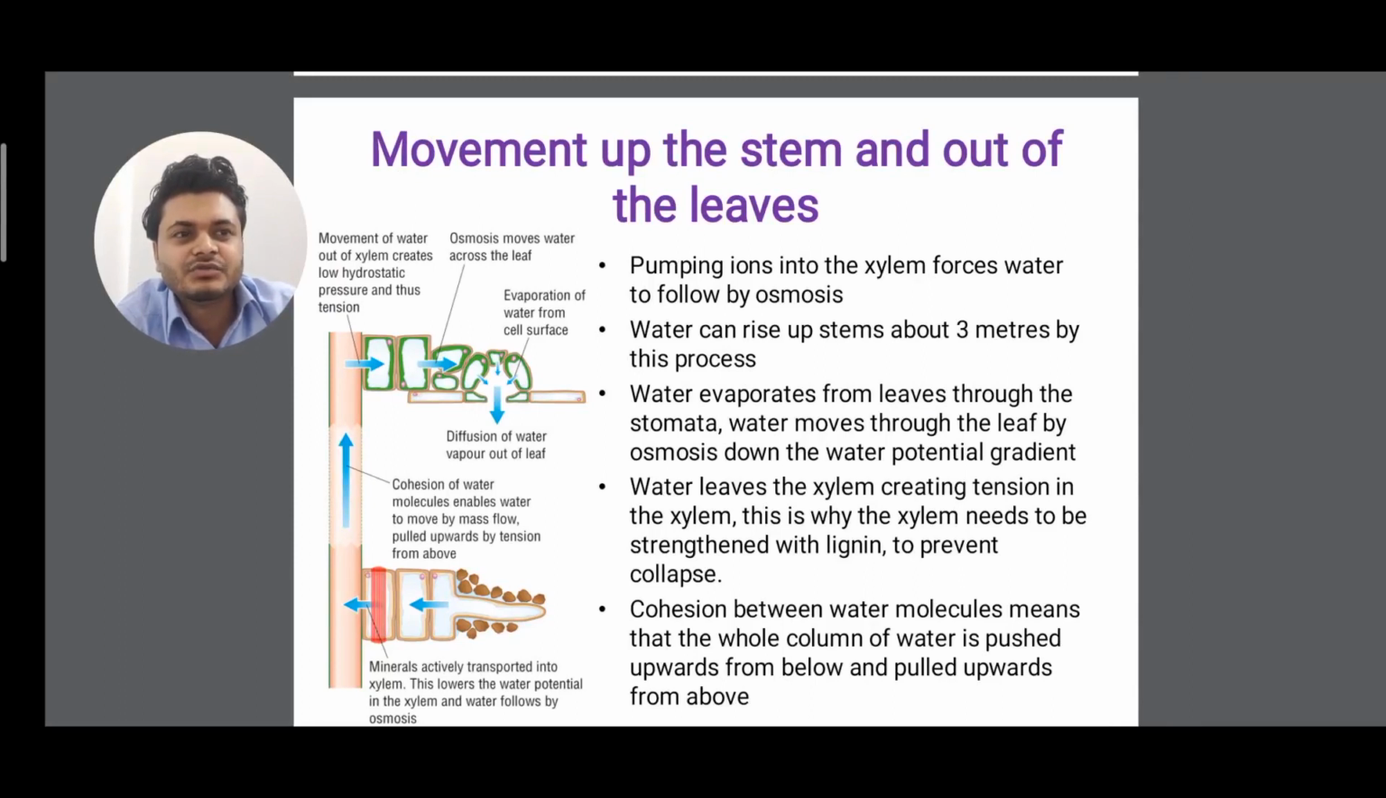So from stomata, what happens? Loss of water takes place. If loss of water takes place, a vacuum is created, so a pressure gradient is being formed. You see, the arrow is shown. The arrow present below is moving upward. That means a vacuum is created.